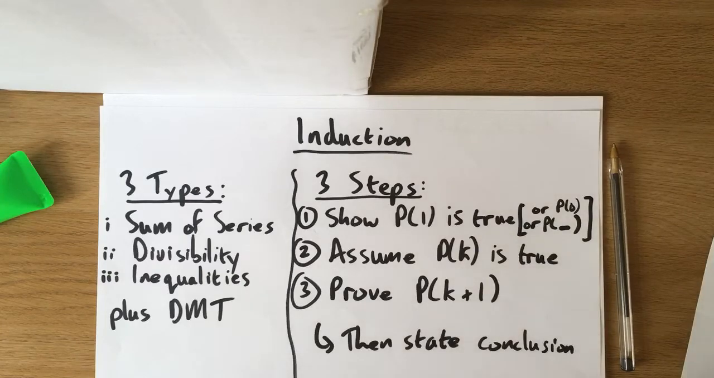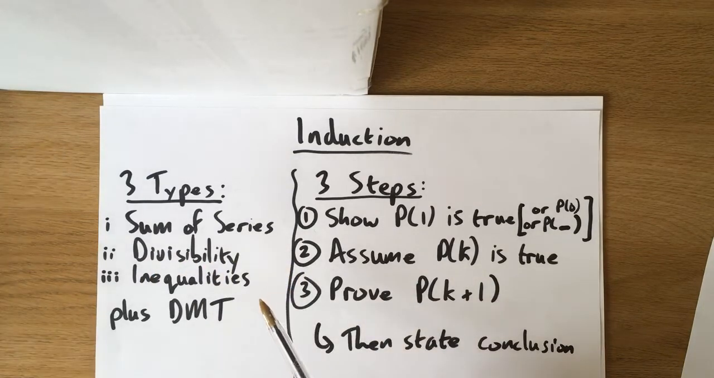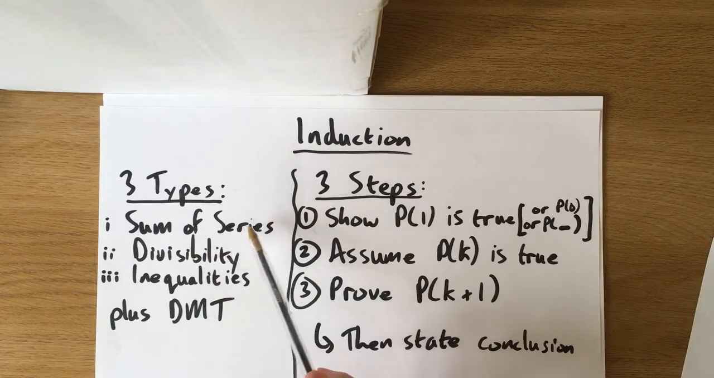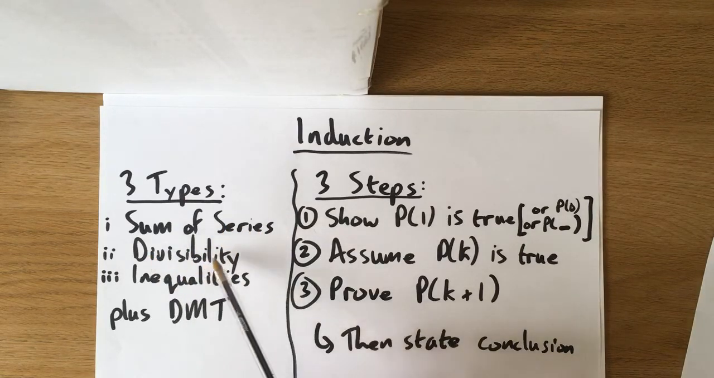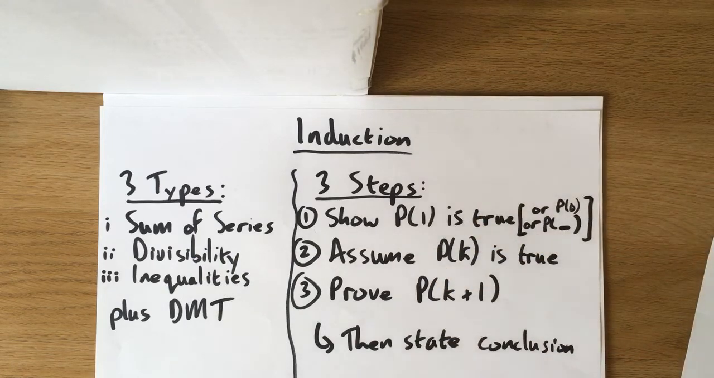On to our second type of induction proof, which is divisibility proofs. Okay, so we've done the formula for the sum of series. Now on to divisibility. The steps are going to be the same. It's the same 3 steps we follow. The little trick that we use to prove it is different to the series ones.